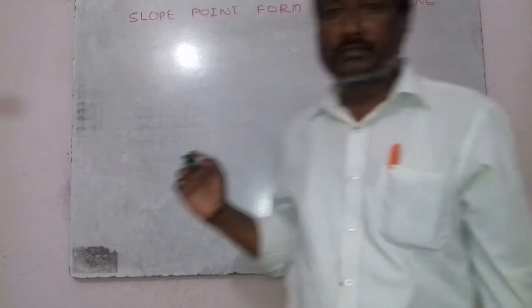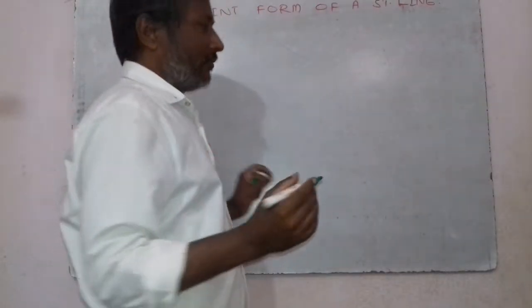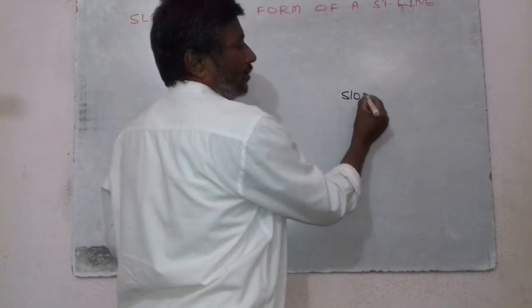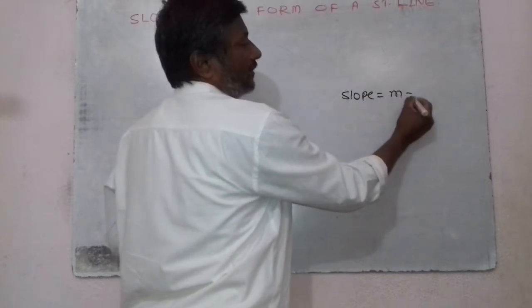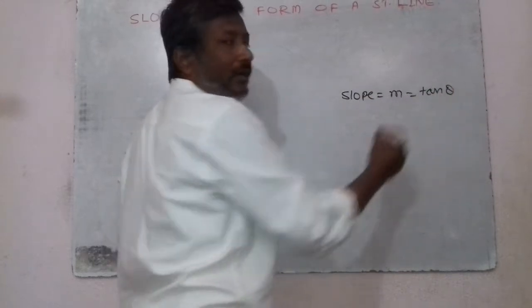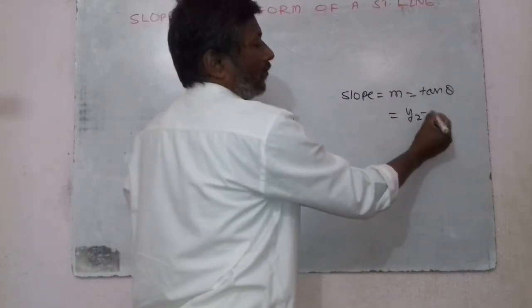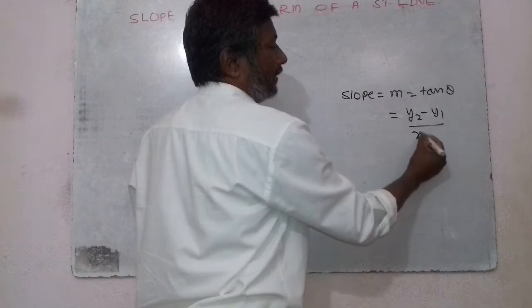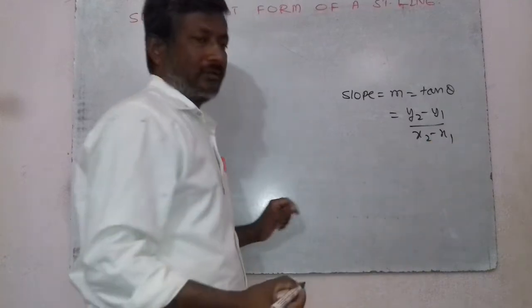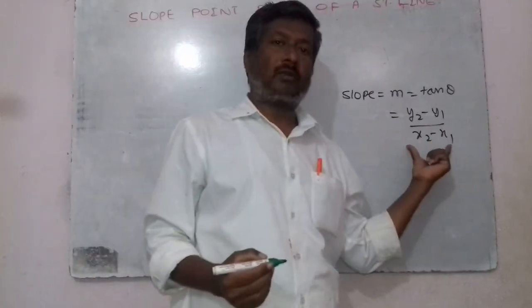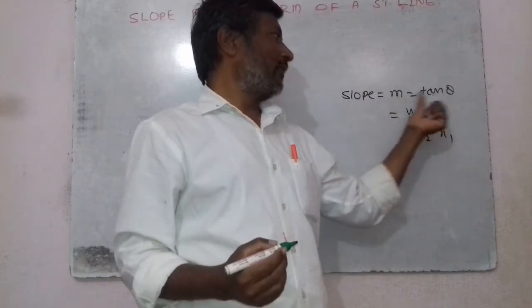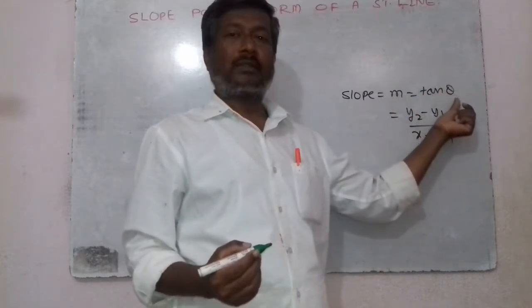In the previous class we discussed the concept of slope. Slope m is equal to tan theta, and when 2 points are given, the slope of the line is given by y2 minus y1 divided by x2 minus x1. So this is the 2-point form of a slope, and slope is also given by tan theta, where theta is the inclination.